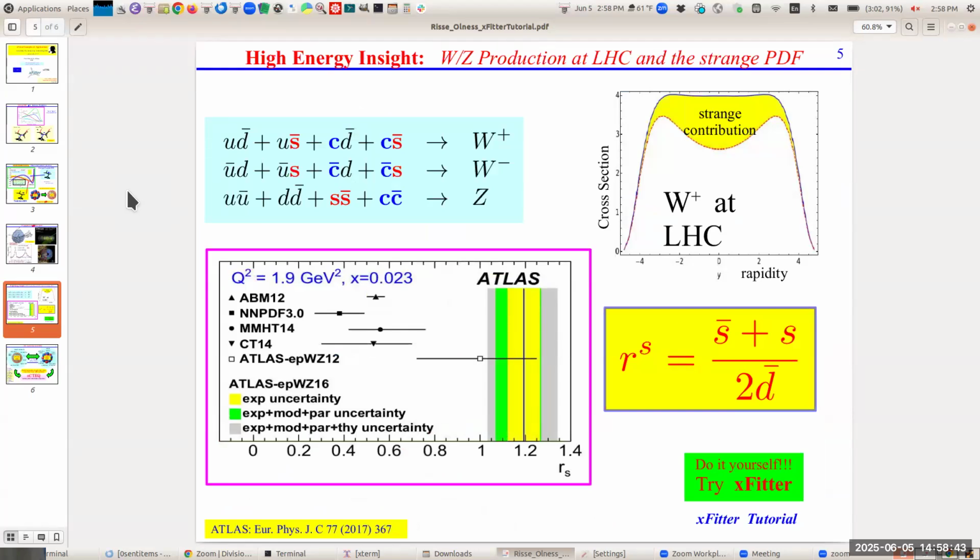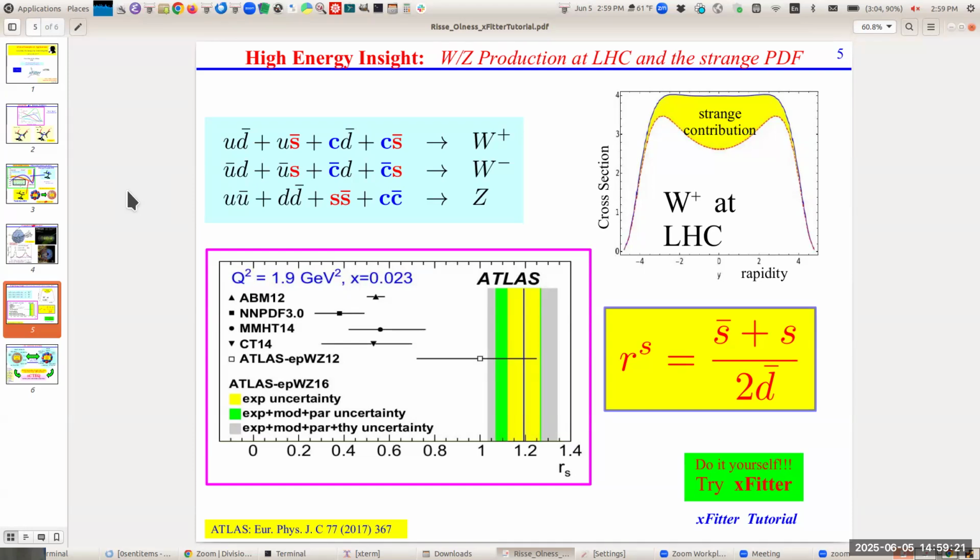Specifically, if you look at W and Z production, for Z production, typically that comes from UU bar or DD bar, a neutral particle, and the strange contribution to that is SS bar. So it's quadratic in the strange quark distribution, but the W is linear. It's S with U or S with C. So roughly speaking, if you make a ratio of these cross sections, one linear and one quadratic, you're going to get approximately the strange quark distribution out of this.